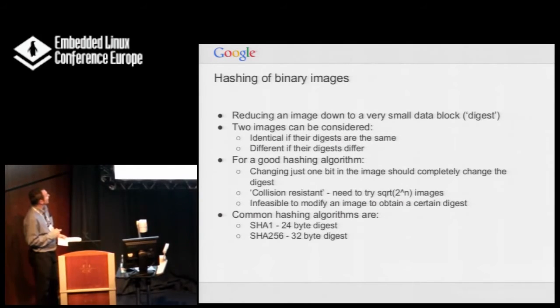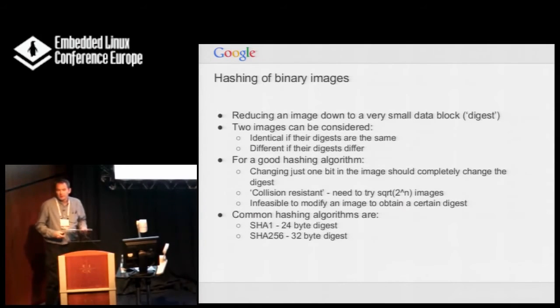And it can't be possible to modify an image to obtain a certain digest. That's really important, because if somebody can change the software and then make it have the same hash as the software you sent out, then your protection is gone. Okay, so that's a really important part of hashing. That's why hashing algorithms are actually quite complicated to devise, and why most people use ones that are well known and known to be pretty good, like these two down the bottom here.